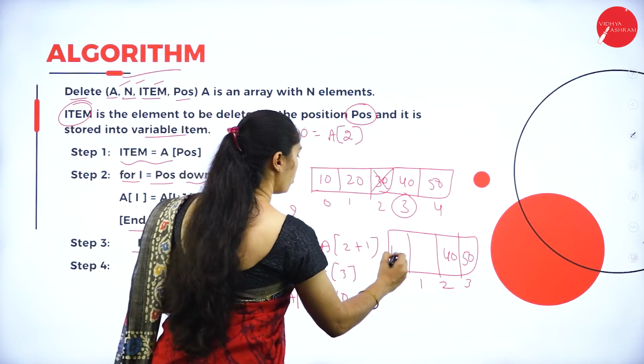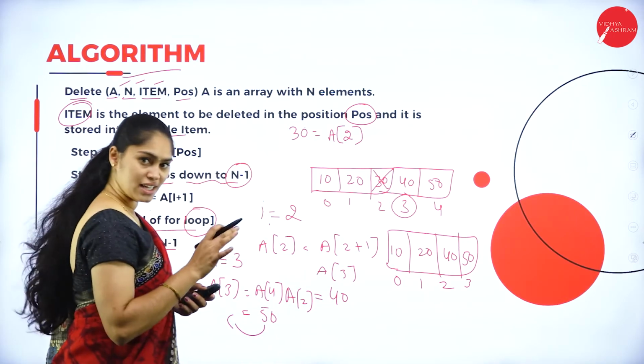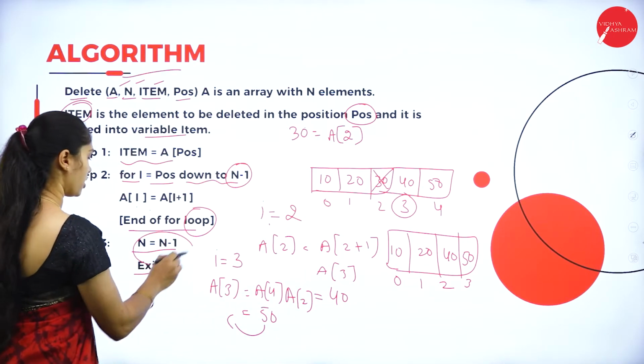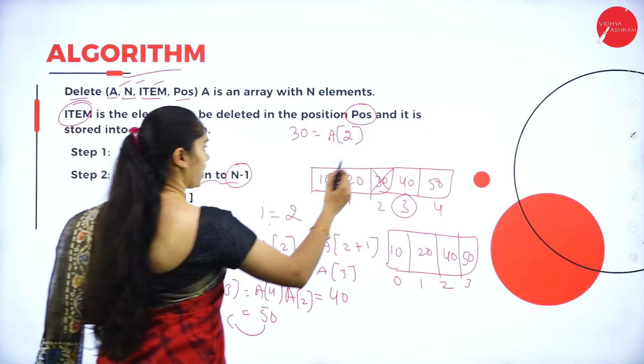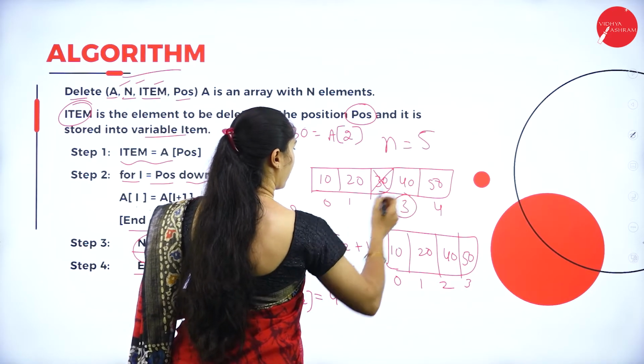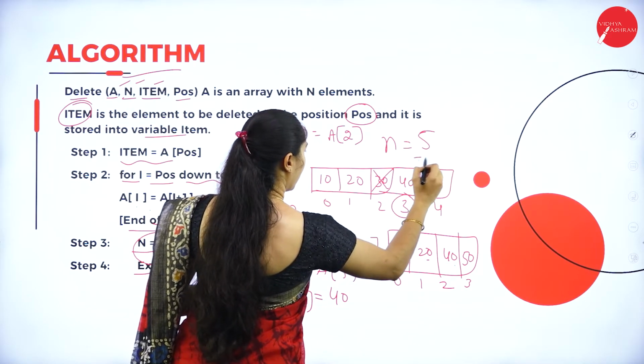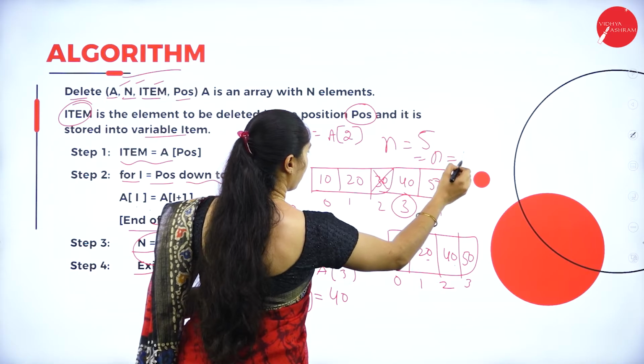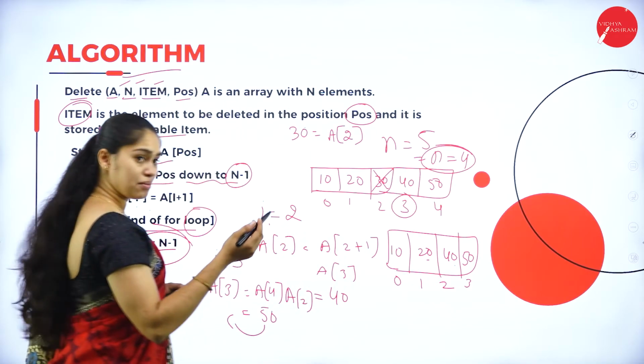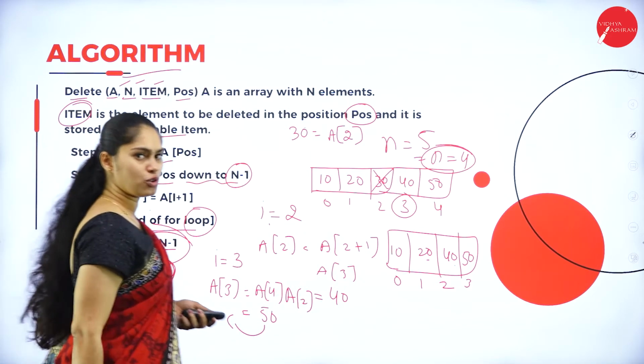The remaining values 10 and 20 are going to stay as they are, and this n is going to be decremented by 1. So initially n was 5. Now we have only 4 elements. So now the n value becomes 4. This is n minus 1. If you are done, we have to exit.